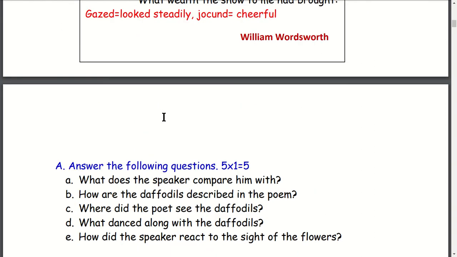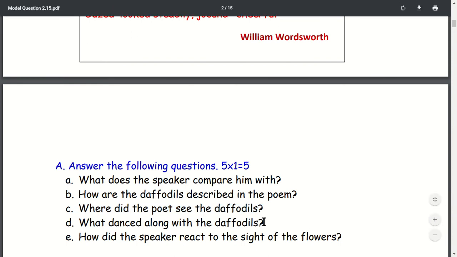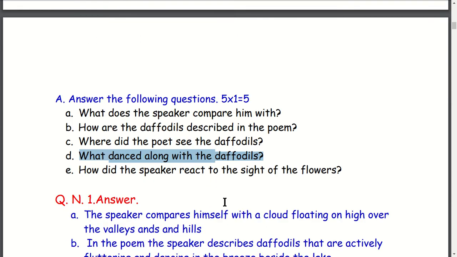How are the daffodils described in the poem? That is the second question, a how question. The third question is a where question. Where did the poet see the daffodils? You should also mention the place here. What dances along with the daffodils? Another thing was also dancing; what is its name? Number five: how did the speaker react to the sight of the flowers? These are the five questions. One question carries one mark.